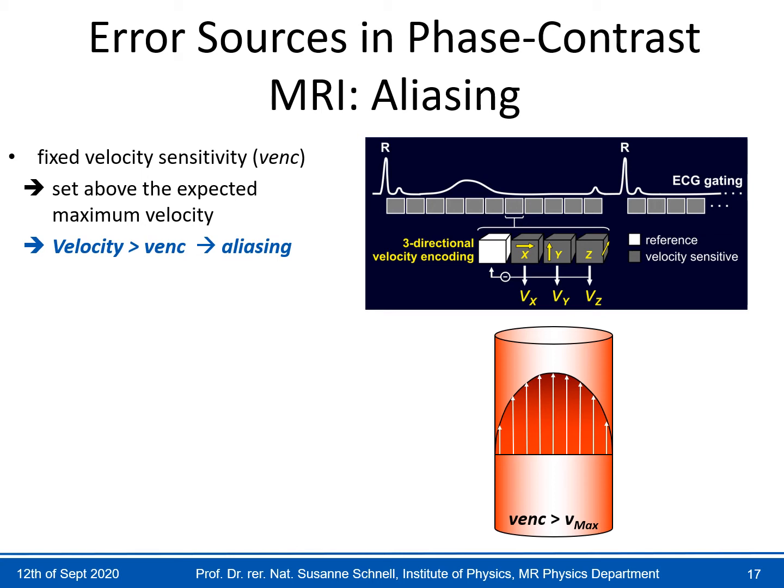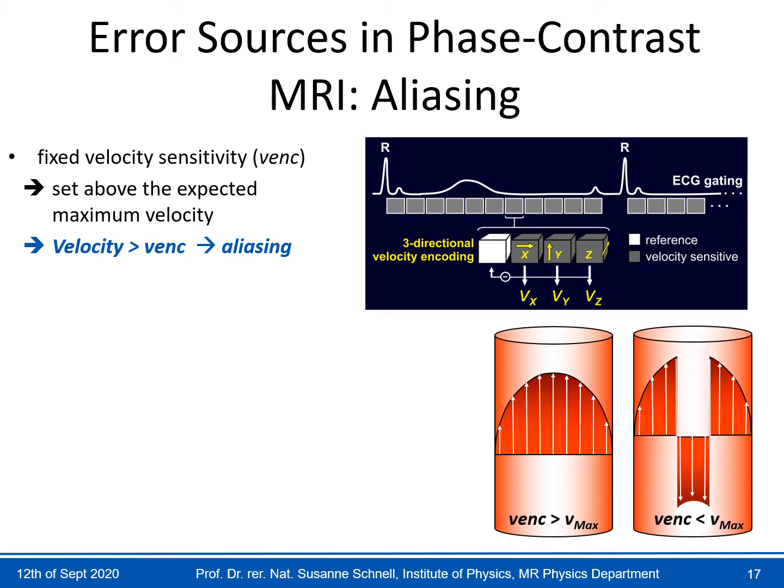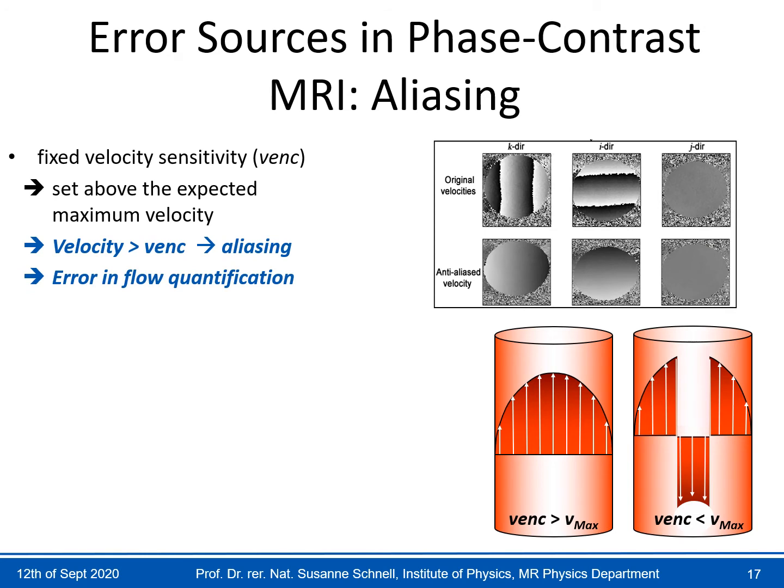And this is how it looks like in the dataset. We have a vessel with a parabolic flow profile. If a couple of vectors are faster than the set VENC, they get flipped over to the wrong direction and we get errors in flow quantification. In the image, this looks like a sudden change from very dark areas to very bright areas. This can be corrected, but oftentimes if this is flipped over several times, it cannot anymore.